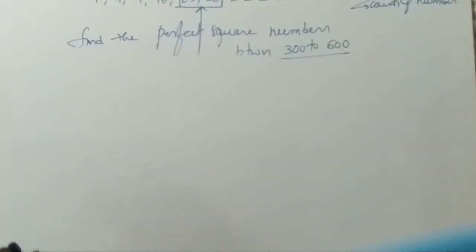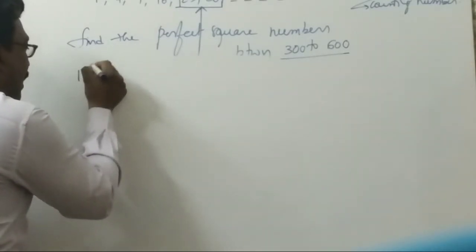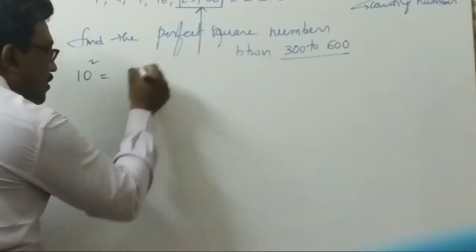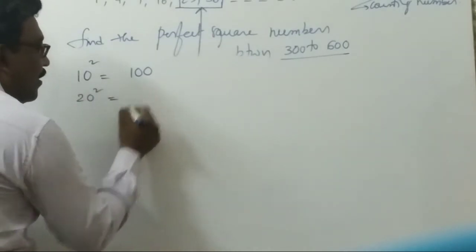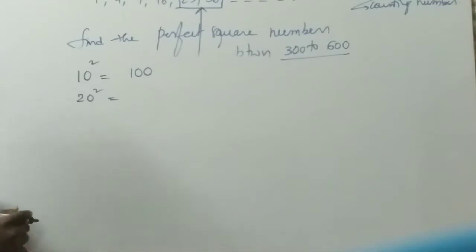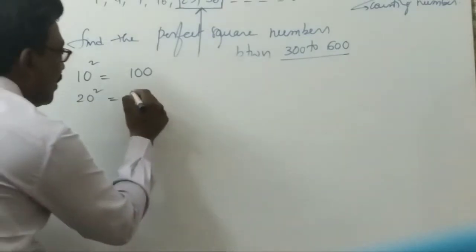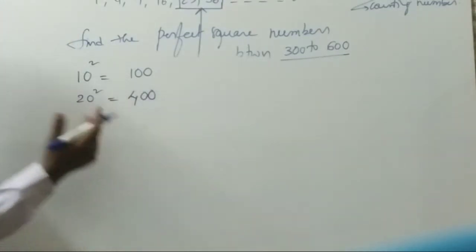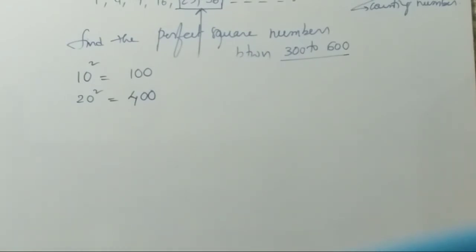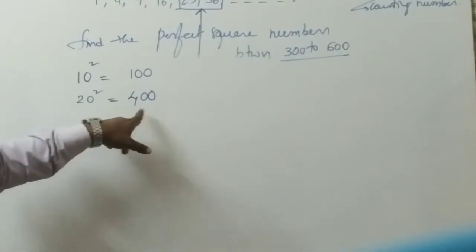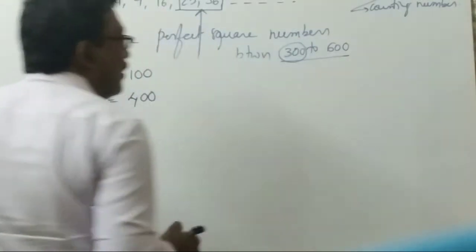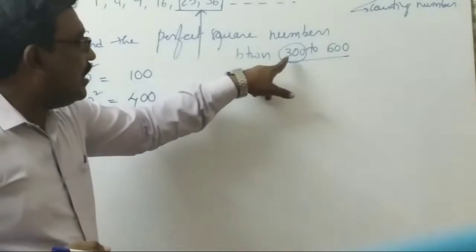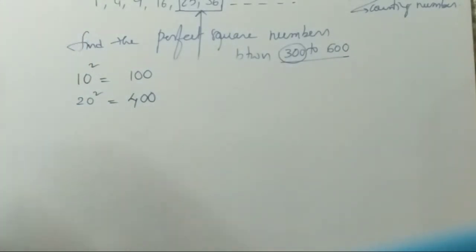Okay. Now, the basic idea: 10 square is how much? 100. 20 square, okay? 20 square. 2 square is how much? 400. Because 10 is squared, 2 zeros will come. 20 square is 400. So, our number is 300. After 300, your 400 is coming. After 300, 400 is coming.